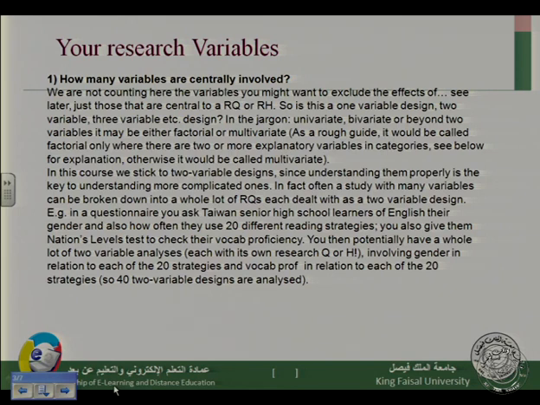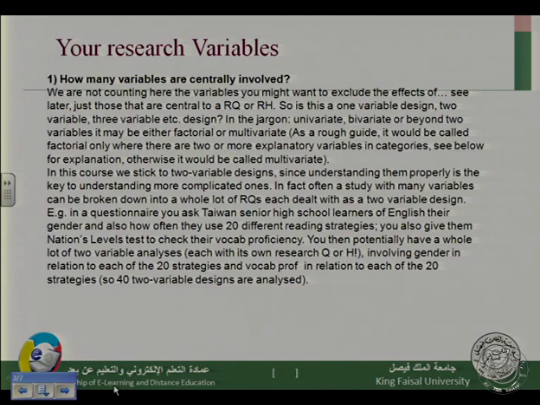In other words, let's say that you also want to have gender as one variable. Do males use these 20 strategies better than females, or vice versa? So the more you break down your research, the more analysis you will get. So 20 strategies by two genders, males and females, gives you 40. And for each strategy, you will have a hypothesis and a research question.